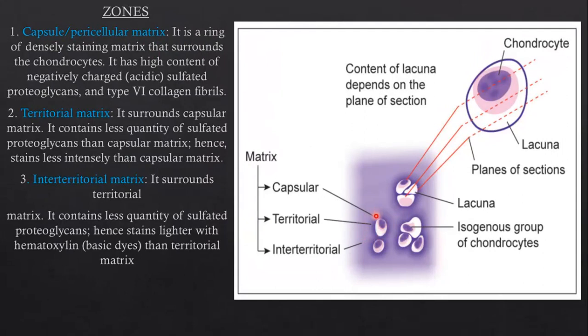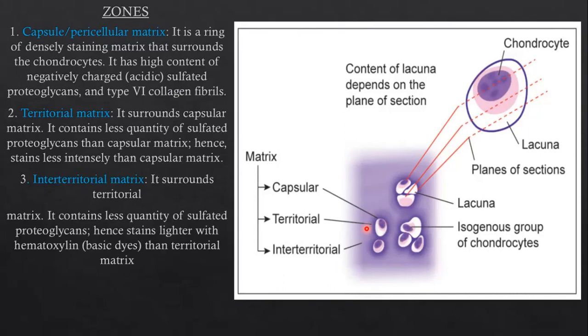Okay, then we have territorial matrix, which will surround the pericellular matrix, contains dense quantity of sulfated proteoglycans or the acidic proteoglycans, and stains less intense. So the capsular matrix is the one which will stain densely. Then you can see next to it have the territorial.